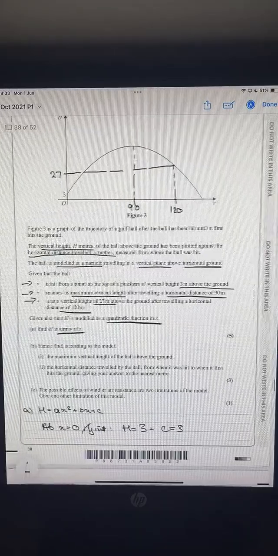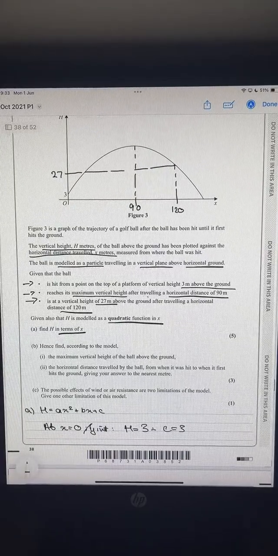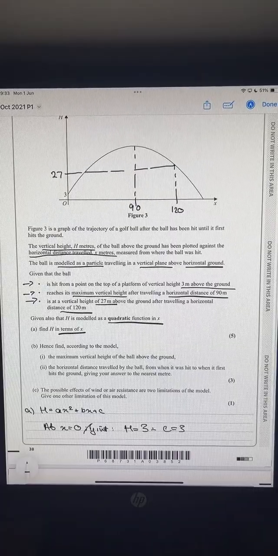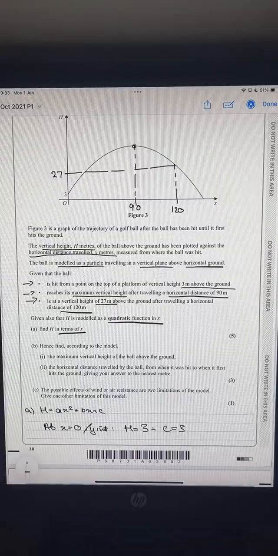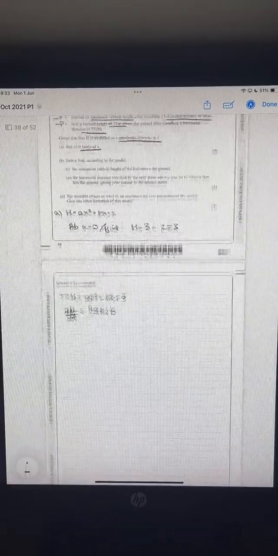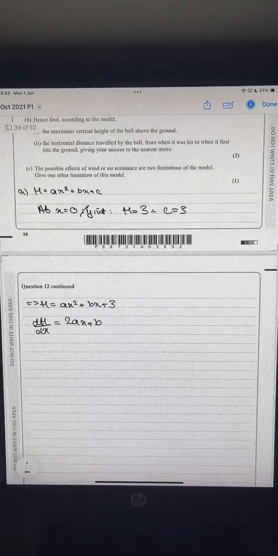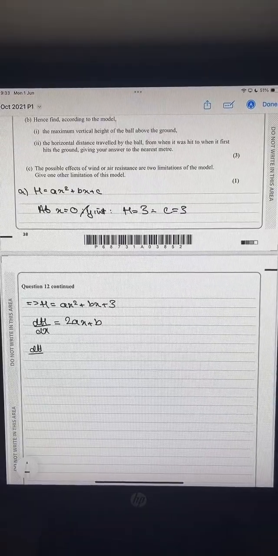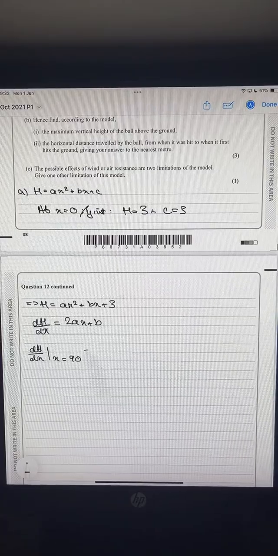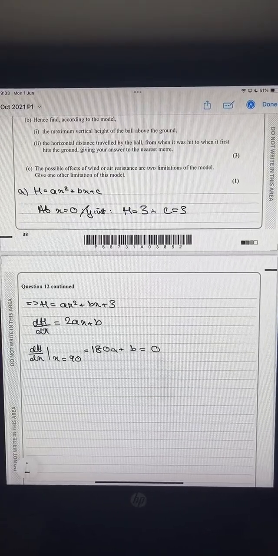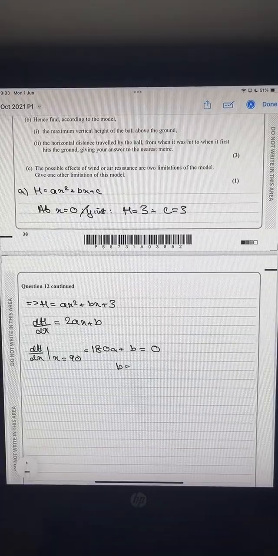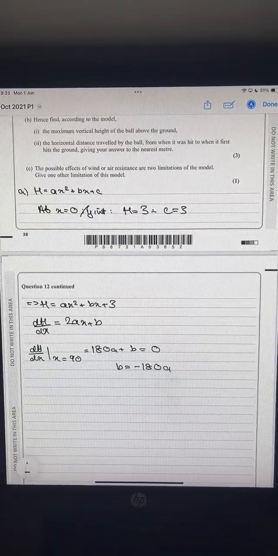And we know that it is at the maximum vertical height after traveling a horizontal distance of 90. The reason we differentiate is because maximum height is the turning point. This is my turning point. So we know that dh by dx is going to be equal to 0 at 90. So dh by dx at x equals 90 is equal to 180a plus b, and that is equal to 0. So b is equal to negative 180a.